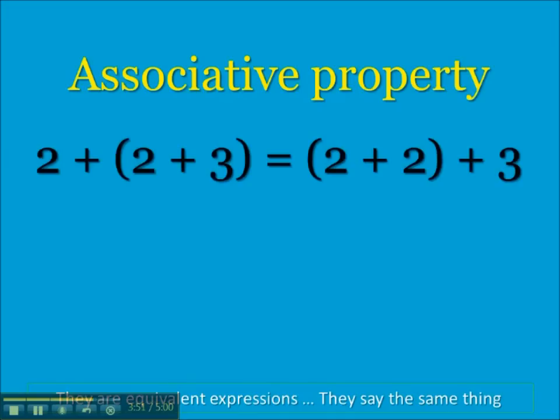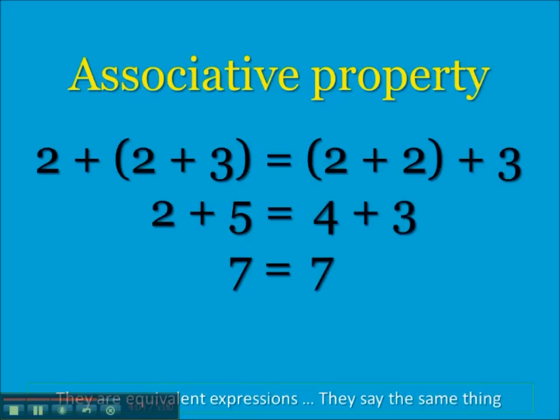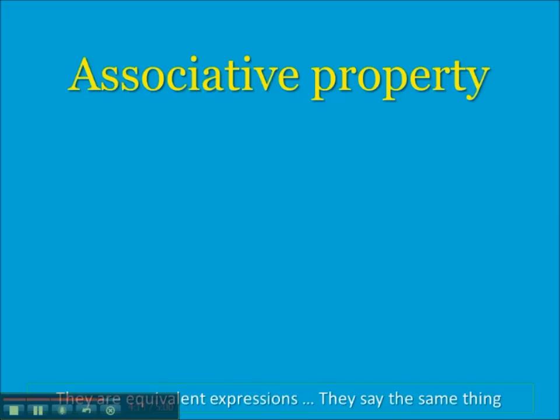So let's see. Over here on the left, 2 plus 3 is 5, plus 2 is 7. Over here on the right, 2 plus 2 is 4, plus 3, that equals 7. So yes, they are equal. This is equivalent expressions because of the associative property.